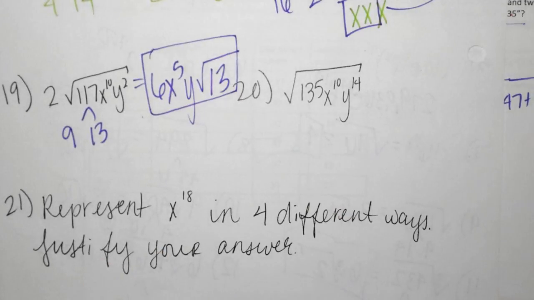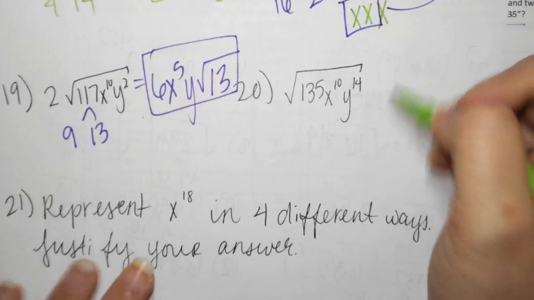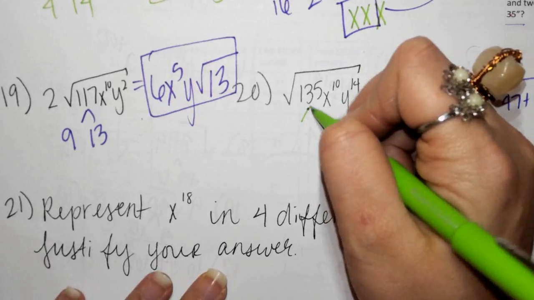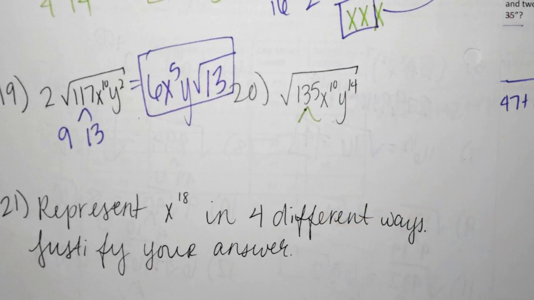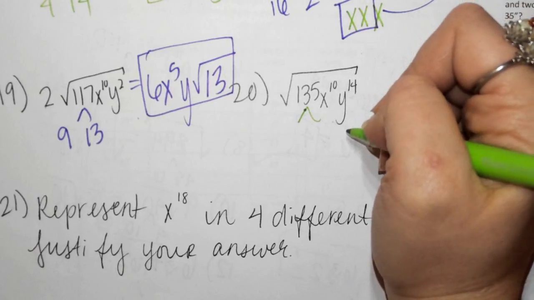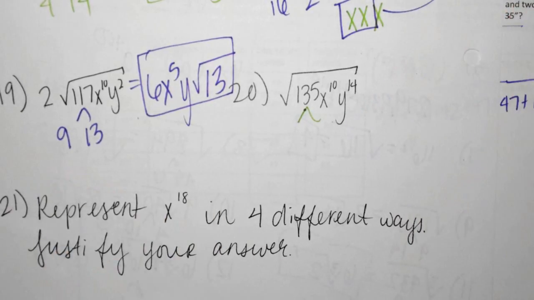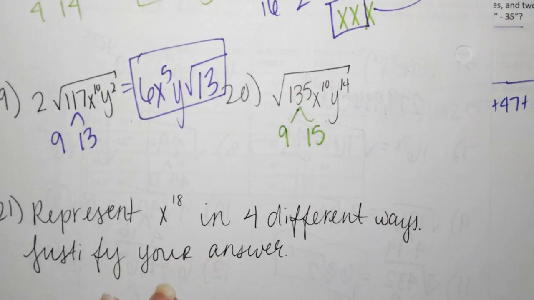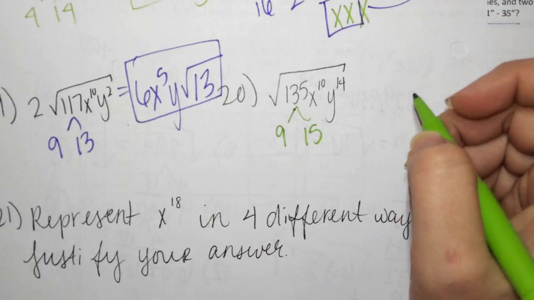All right, number 20. What is the biggest perfect square that goes into 135? Does 27 go into it? Yes, it does. No, it's not a perfect square. Thank you. That's a cube. Take a point for your team. I was so confused. So 15 and 9. But you had me doubting myself.